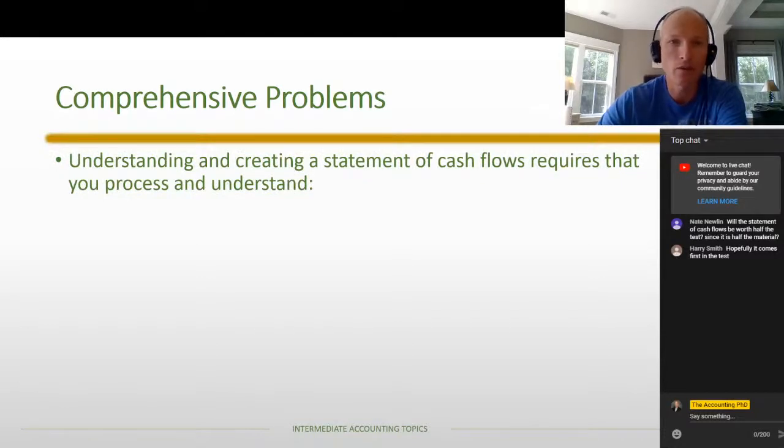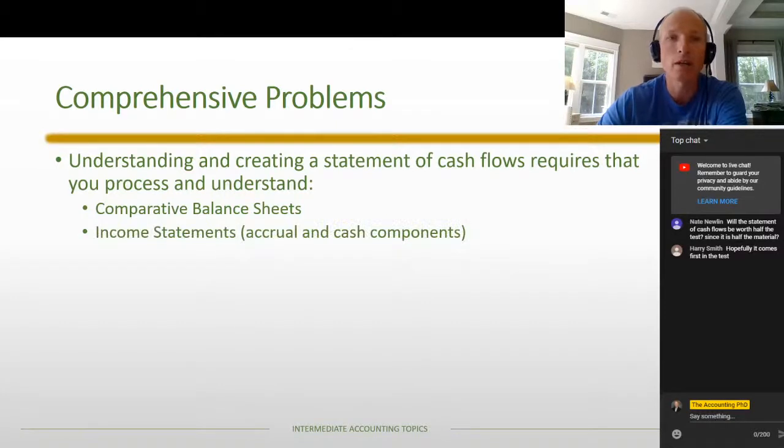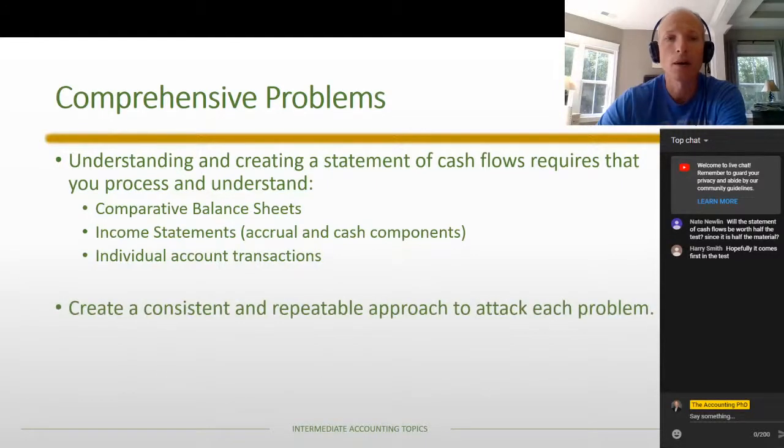So again, there are several skills that you're going to need. You're going to have to understand and be able to process comparative balance sheets, so year-over-year balance sheets. You're going to have to understand income statements, both the accrual components and the cash components of income statements. You're going to have to understand the implications from individual account transactions. And again, create a consistent and repeatable approach.